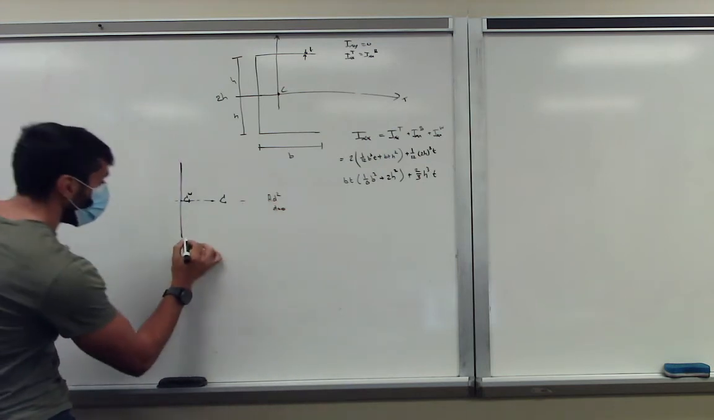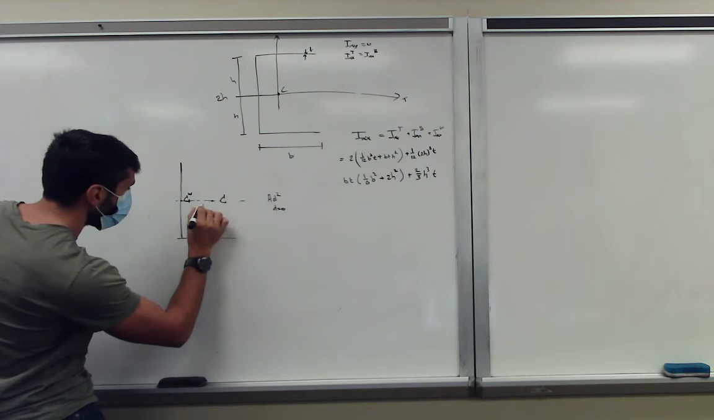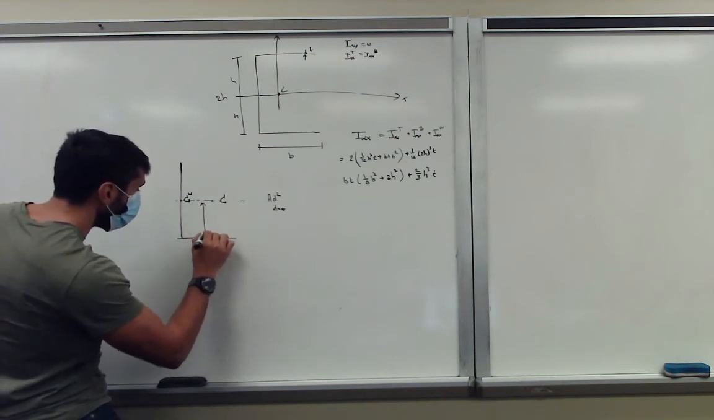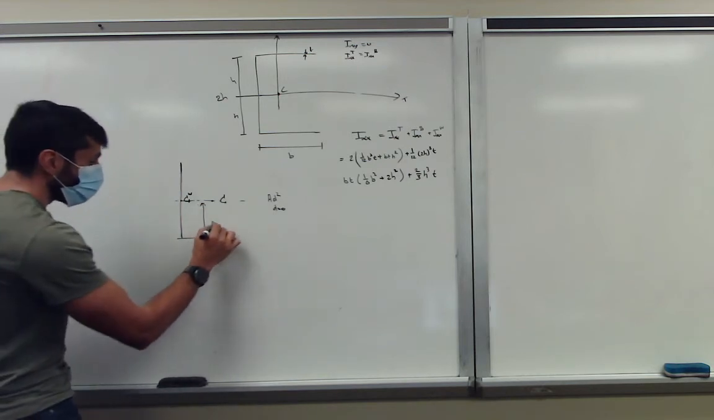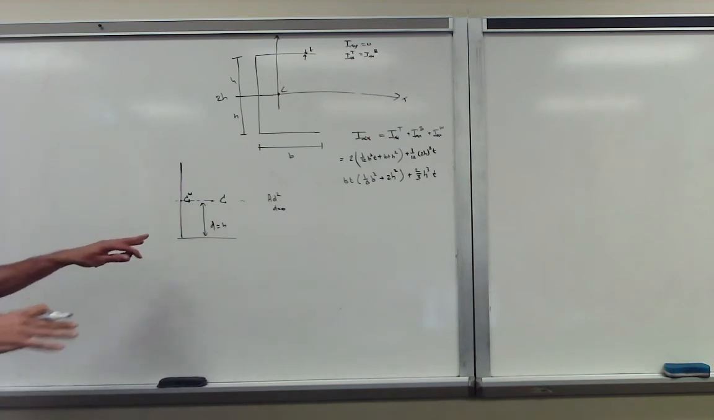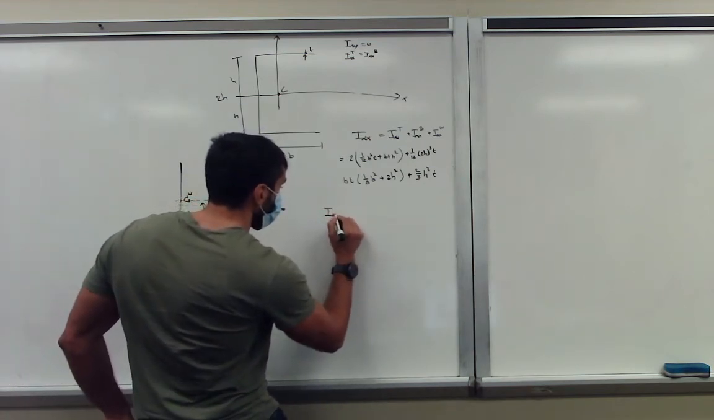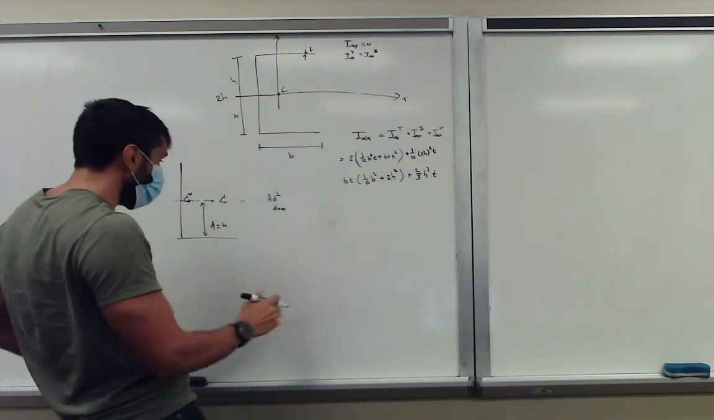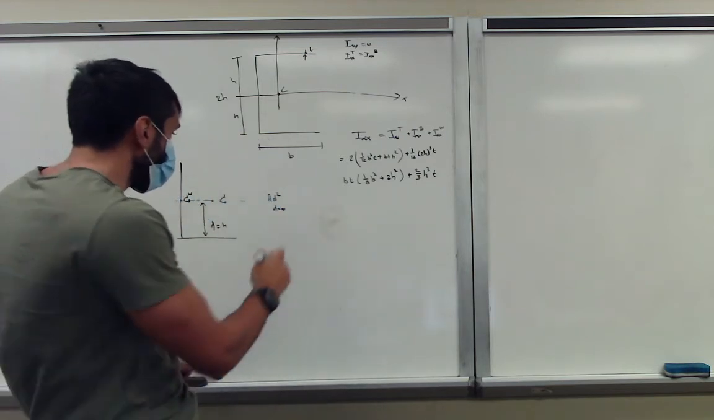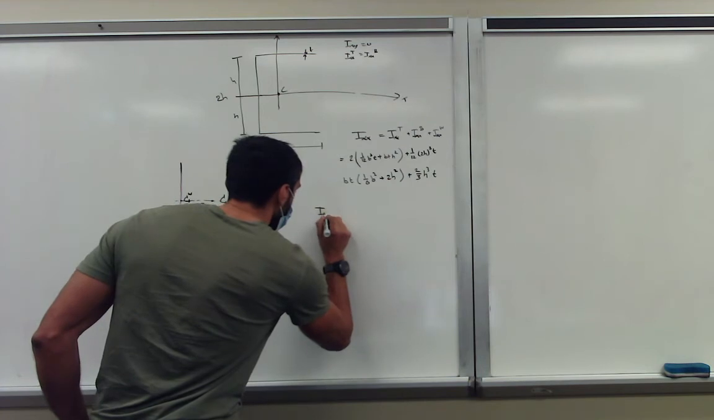For the bottom, you have this: this is your d, and in this case that's h. Now if you want to do the moment of inertia on y, we can do that. Let's do the moment of inertia on y as well.